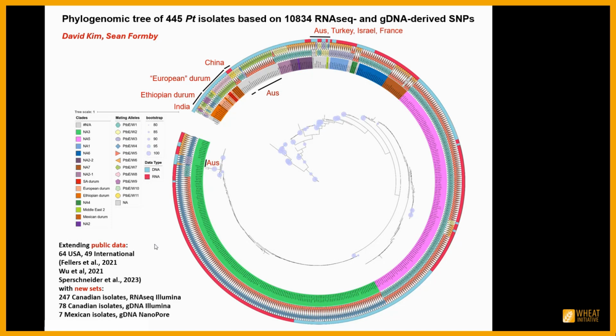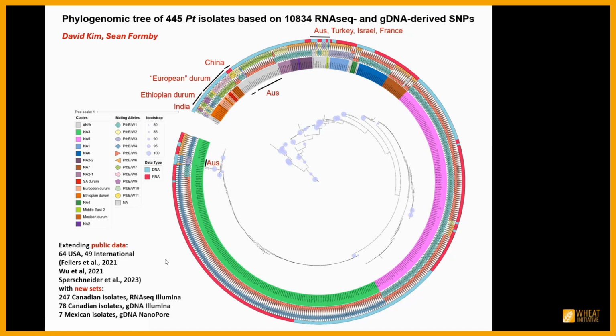So here we're building on an initial paper several years ago that we did with John Fellers and Jim Kolmer. But now we have looked more carefully into a Canadian population from over the last 5 years from all the different regions in Canada. We also included some Mexican isolates, and we took some publicly available data, as I mentioned, from our study with John Fellers and Jim Kolmer, but also from several Australian isolates.